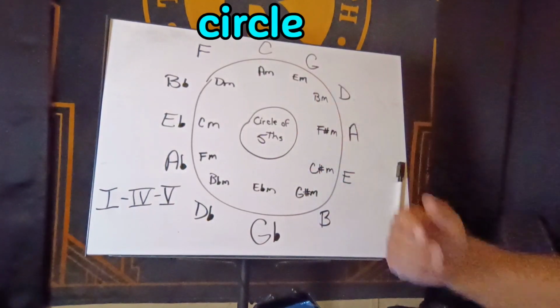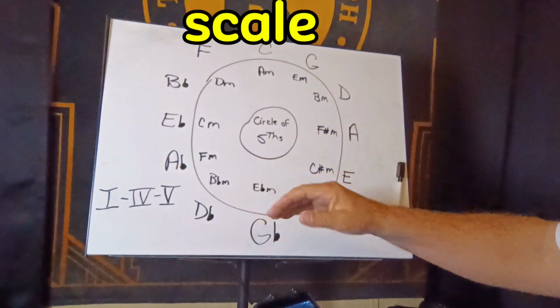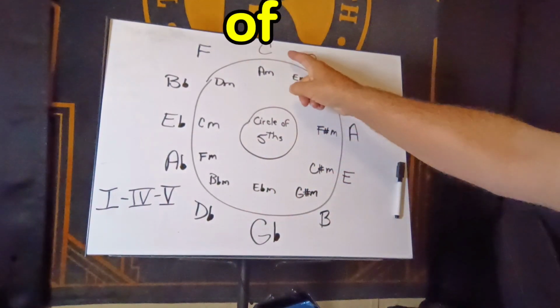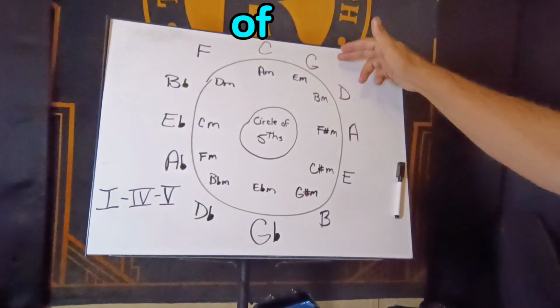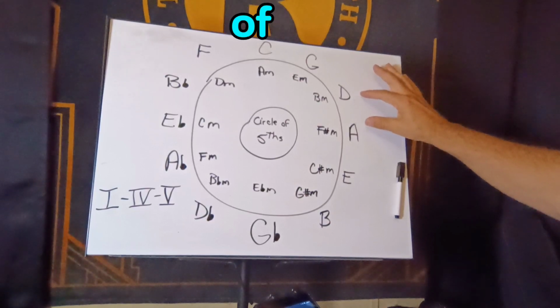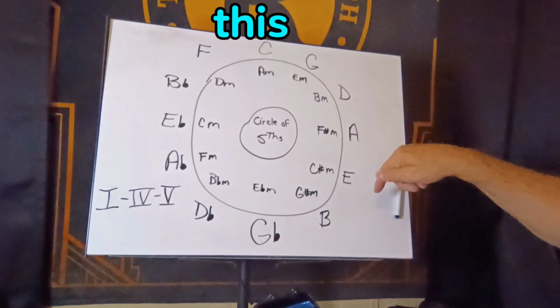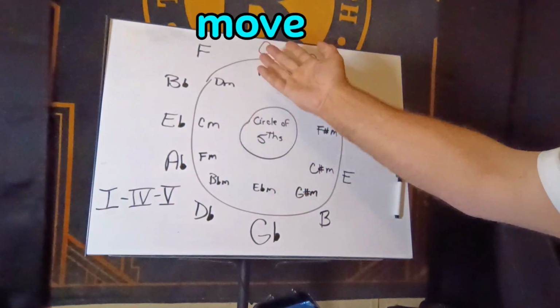Today we're talking about the circle of fifths. If you have a C scale, the fifth of C is G. If you're in a G scale, the fifth of G is D, and the fifth of D is A, and it moves like this in fifths. If you go this way in the circle, they move in fourths.